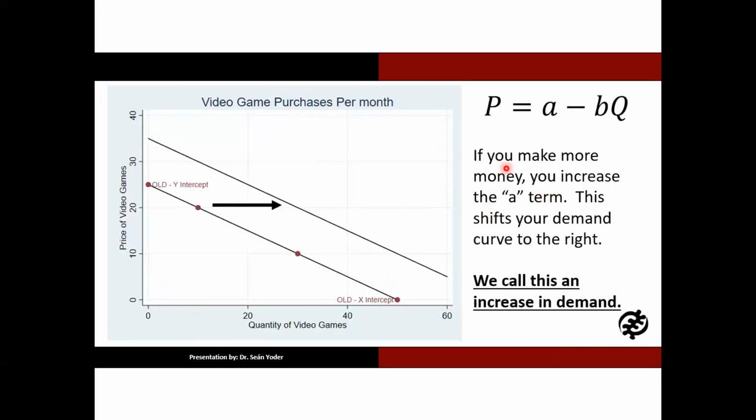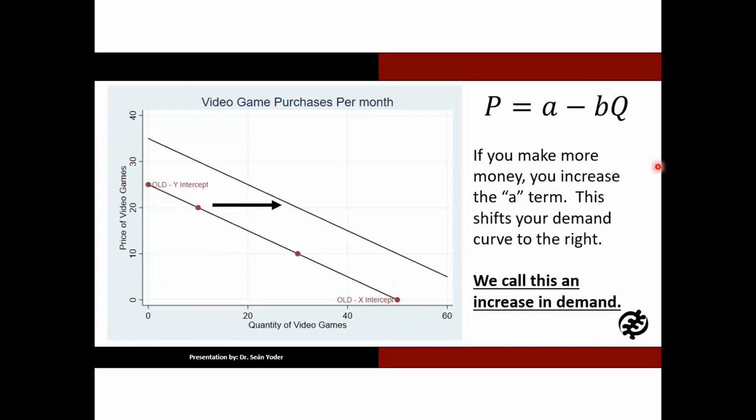For example, if you make more money for a normal good, notice the y-intercept increased. This shifted the old demand curve to the right. The old line goes away, we have a new line. Now notice the new line is parallel. It really didn't rotate. This is called an increase in demand. What happened? Something changed up here in the y-intercept term, and we went from an old y-intercept of 25 all the way up here to 35. That's it.